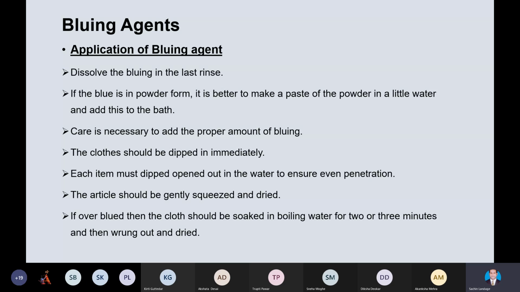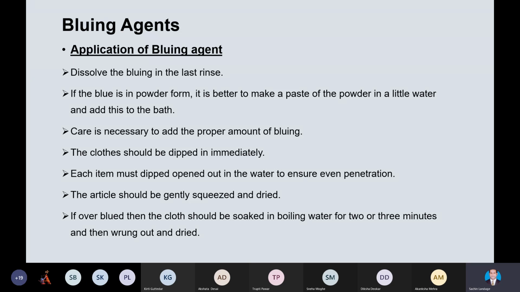Now see, after the application is over and after drying, when you are using these garments, during continuous washing the bluing agent will come out, and again the garment will become yellow. In that case, we can reapply this bluing agent to the garment. We can apply this bluing agent multiple times. There is no issue related to the strength of the garment or anything like that.